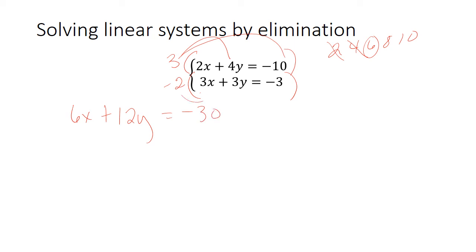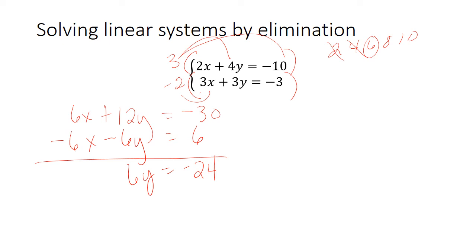Now I multiply the bottom by a -2. So -2 times 3x gives me -6x. -2 times 3y gives me a -6y. -2 times -3 gives me 6. And now I can add them up. My 6x minus 6x cancels, leaves me with 0. 12y minus 6y leaves me 6y. -30 plus 6 gives me -24. Now when I divide by 6, I will have y equals -4.